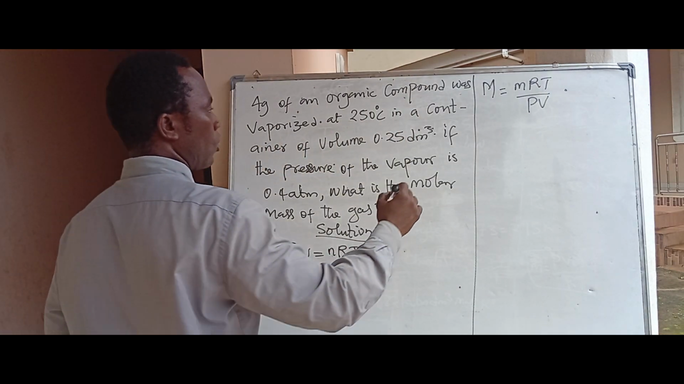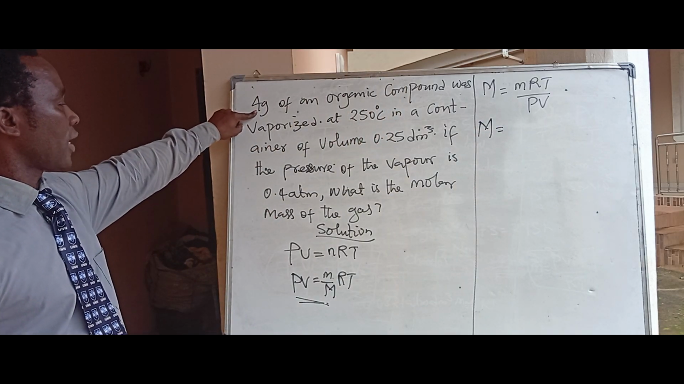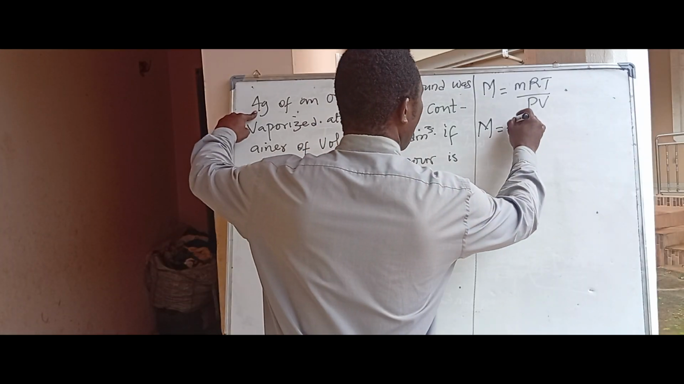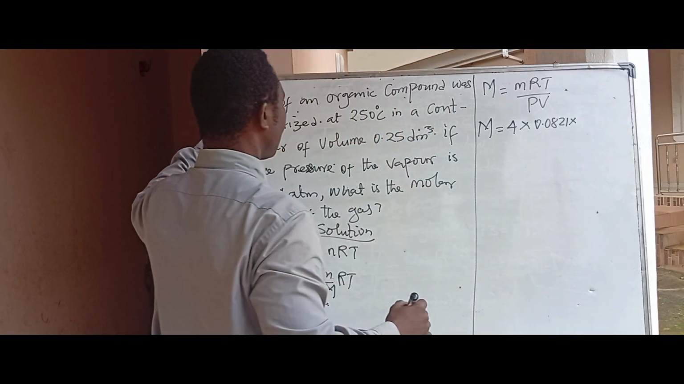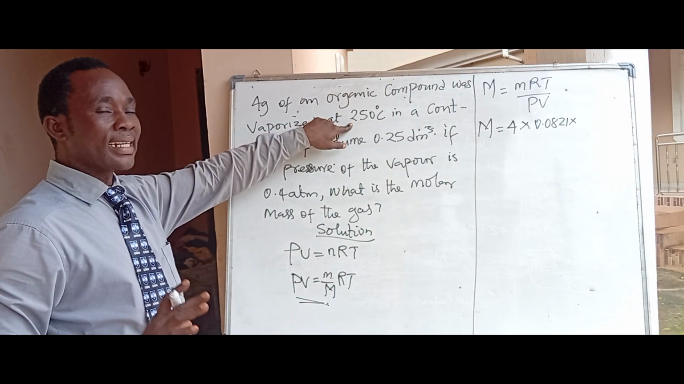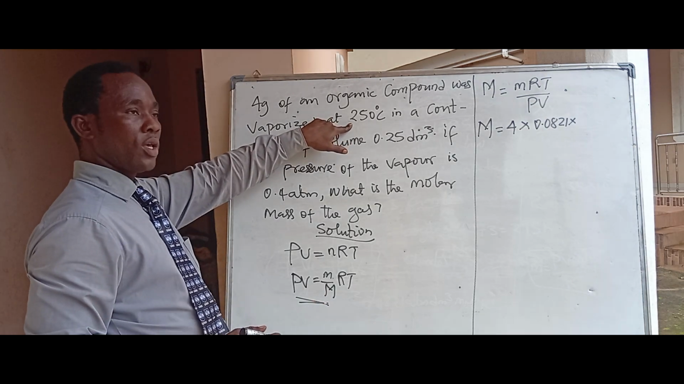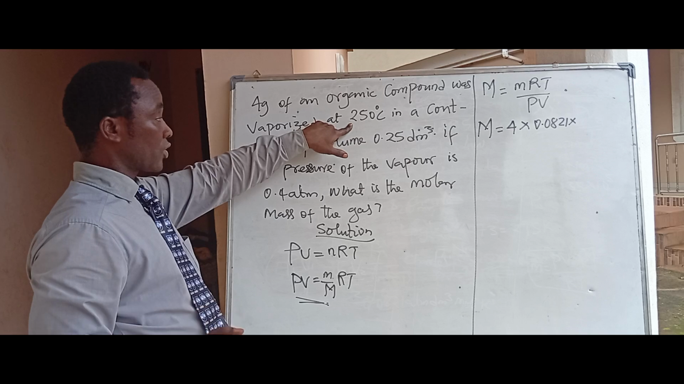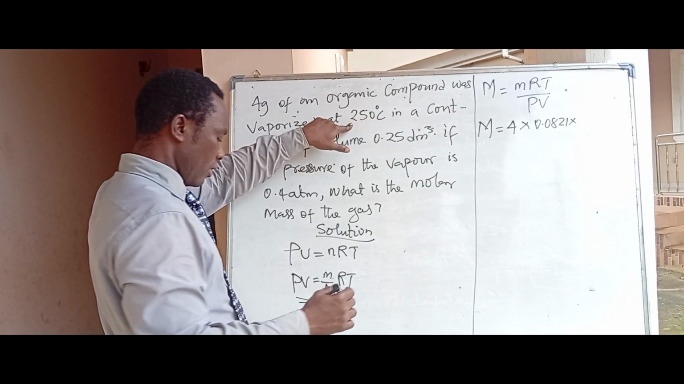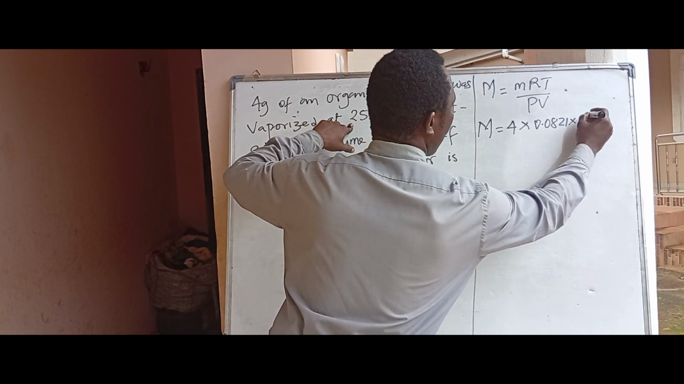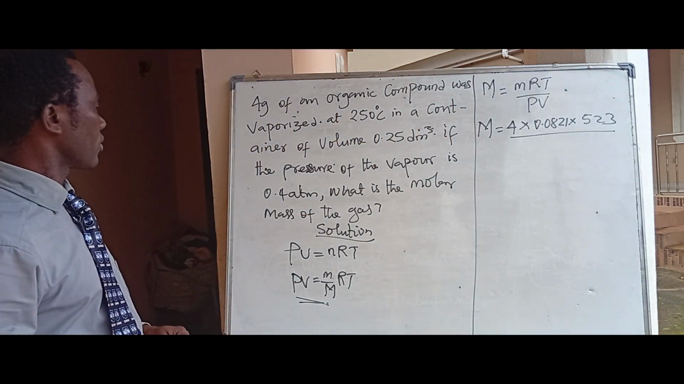Then we want to get the molar mass of the gas. The mass given to us is 4 grams. So it's 4 multiplied by the molar gas constant, 0.0821, multiplied by the temperature given to us, 250 degrees Celsius. We convert to Kelvin by adding 273 to 250 degrees Celsius, which gives us 523. That will be the temperature. Then divided by the pressure.